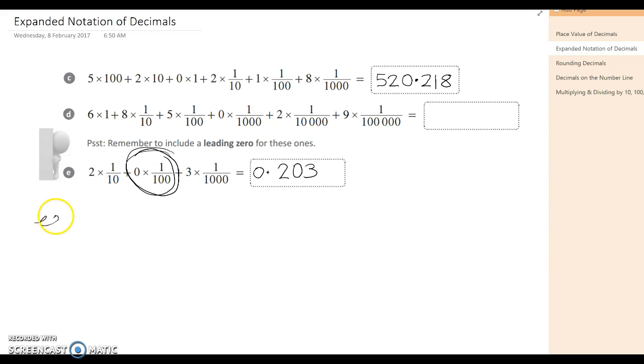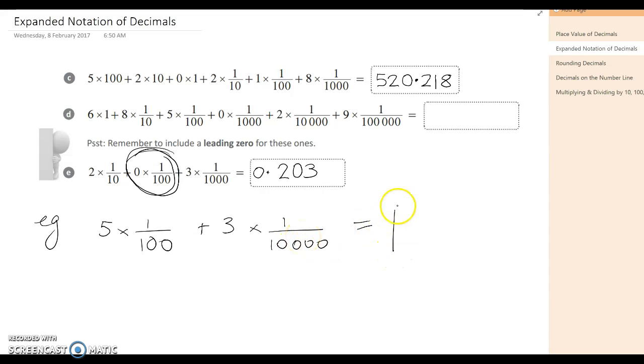So there could be another example, like I could have 5 times 1/100, and then say 3 times 1/10,000. You've got to figure out that there are bits missing. So there's no units, no tens. Ooh, there's 5 hundredths, no thousandths, but there's 3 in the 10,000ths. And there you have it. Let's look at another one.